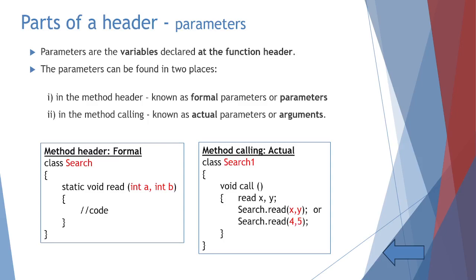So at the method header, formal parameters are parameters. And while calling a method, we use some parameters. Those are the similar parameters which are expected by the method. Actual parameters are arguments. Method calling, actual parameters; method header, formal parameters.